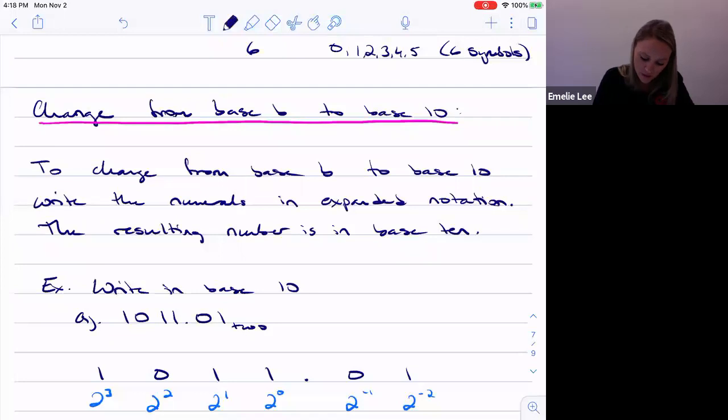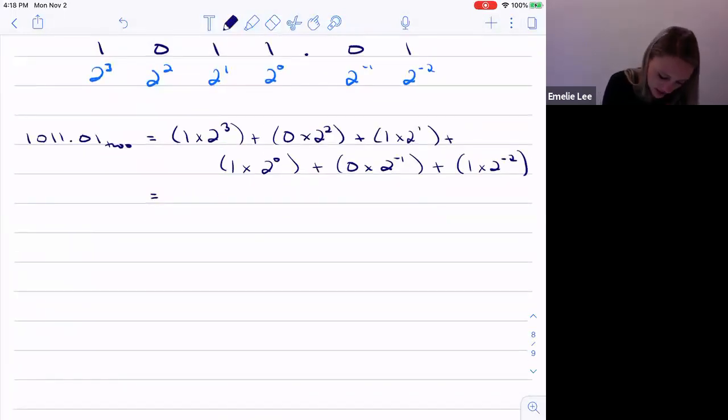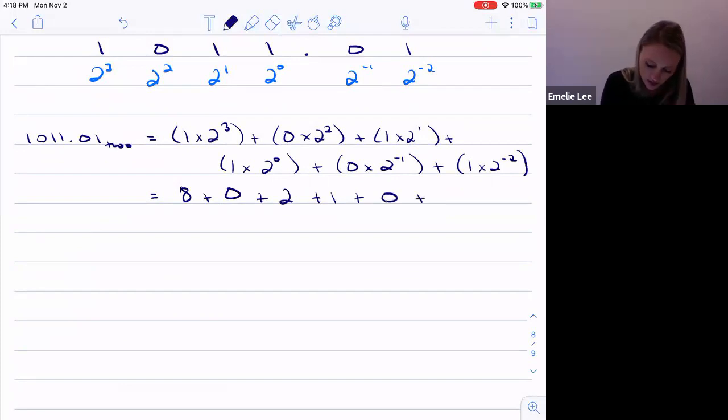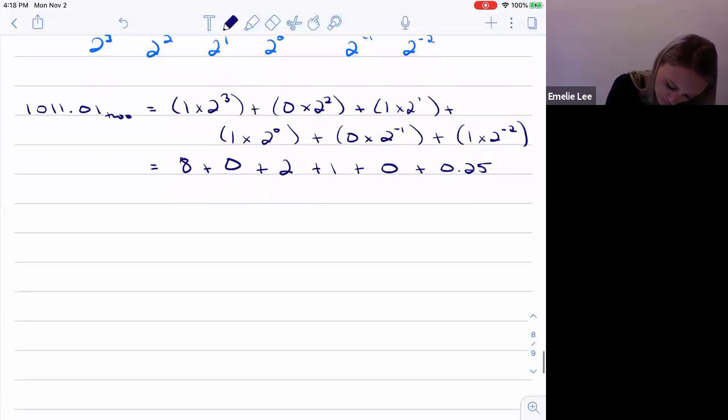So what we get is 1 times 8 is 8, plus 0, plus 1 times 2 is 2, 1 times 1 is 1, and 0 times 2 to the negative 1 is 0, plus 1 times 2 to the negative 2, which is 1 over 4. So 1 times 1 over 4 is 1 over 4, or we can work in decimals, 0.25, that's totally fine. Once we add them all up, 11.25.